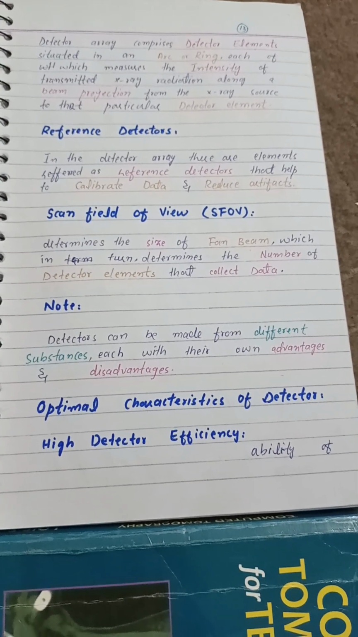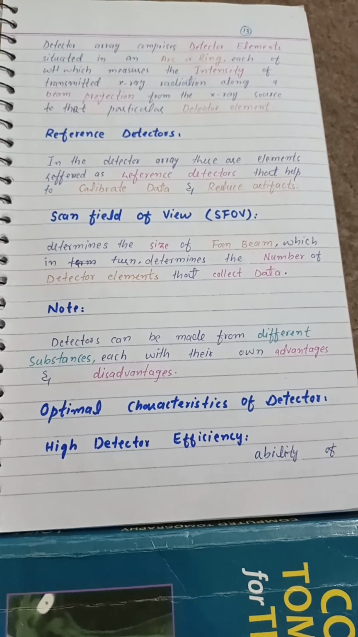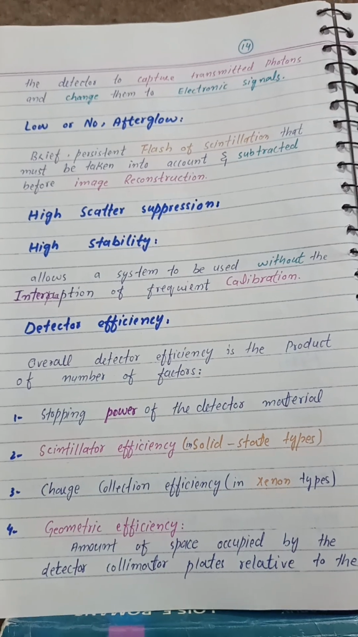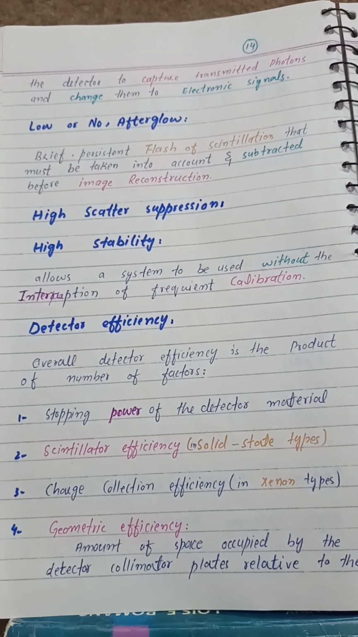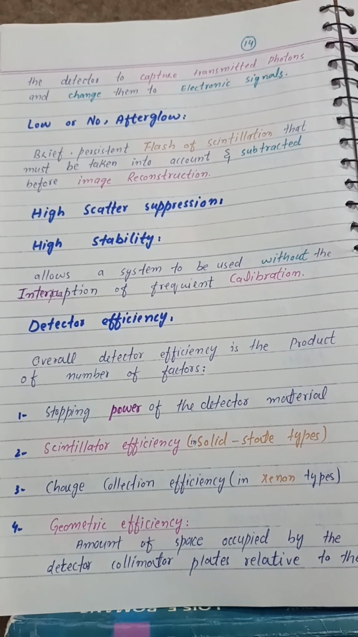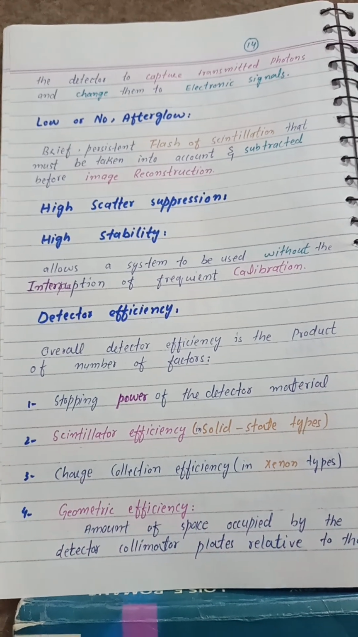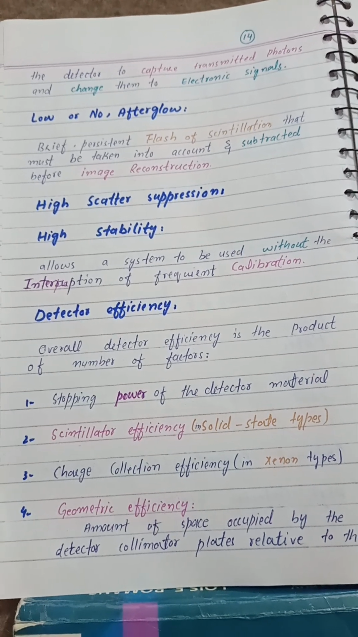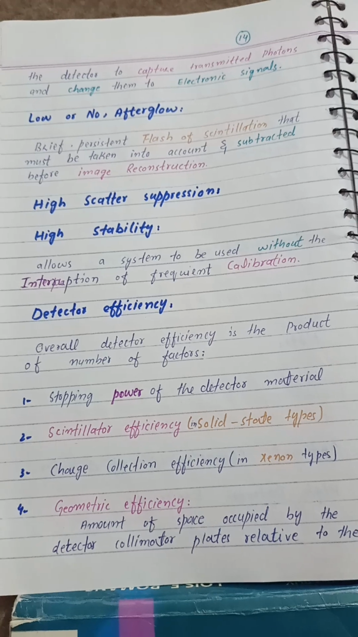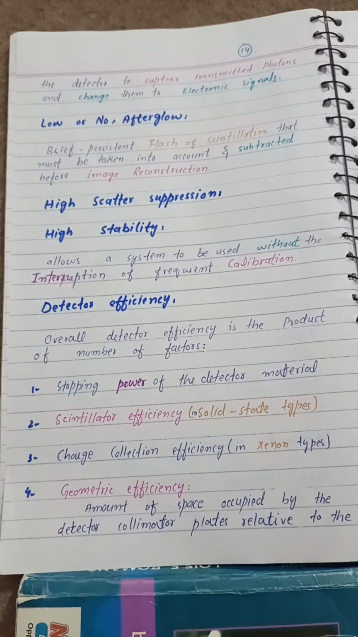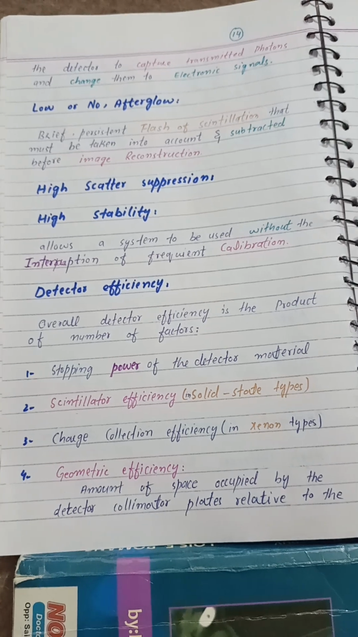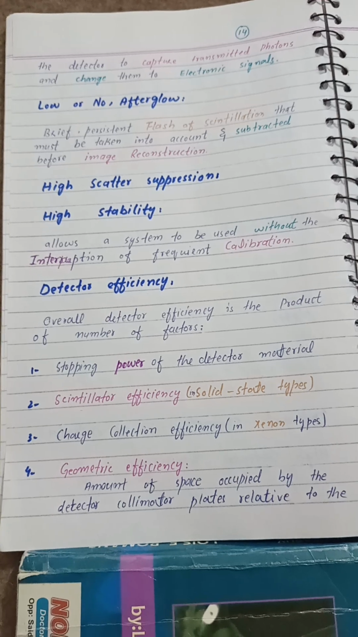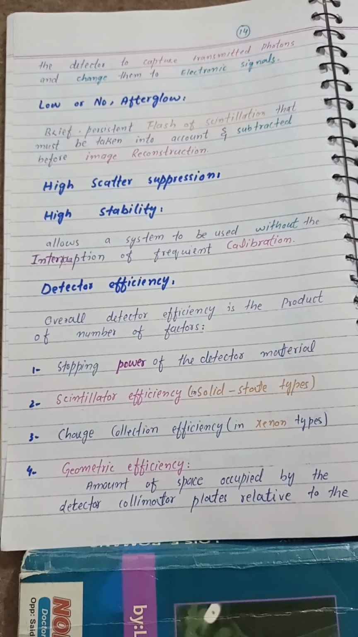Optimal characteristics of detectors: high detector efficiency, the ability of the detector to capture transmitted photons and change them to electronic signals. Low or no afterglow: a brief, persistent flash of scintillation that must be taken into account and subtracted before image reconstruction. High scatter suppression. High stability, which allows a system to be used without frequent calibration.